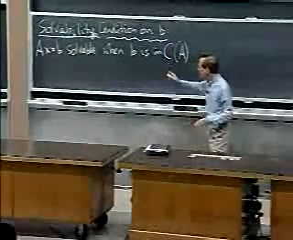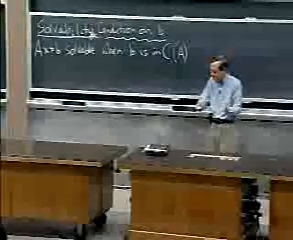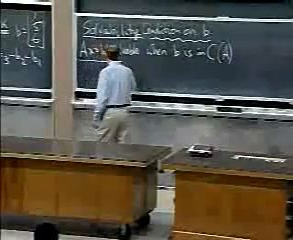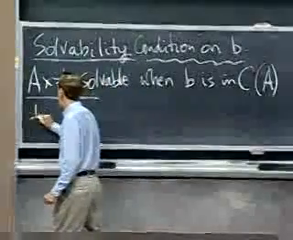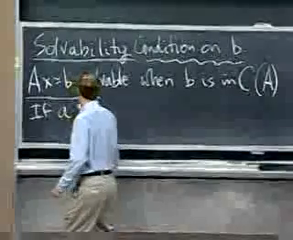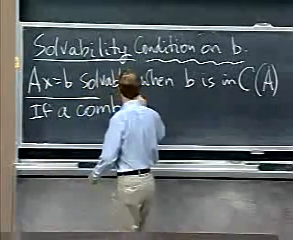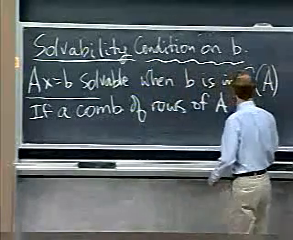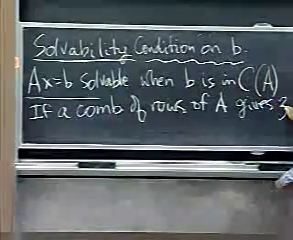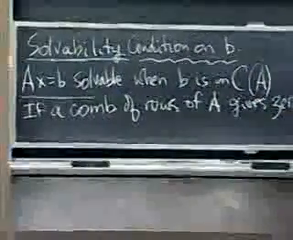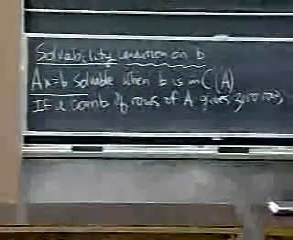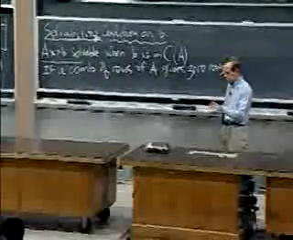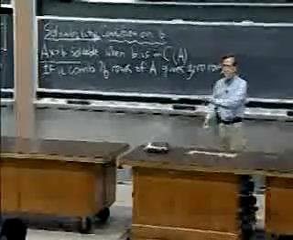So now I want to give the same answer, but in different language. Another way to answer this: if a combination of the rows of A gives the 0 row, and this was an example where it happened, some combination of the rows of A produced the 0 row, then what's the requirement on b?